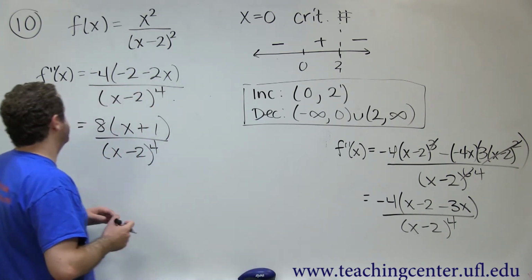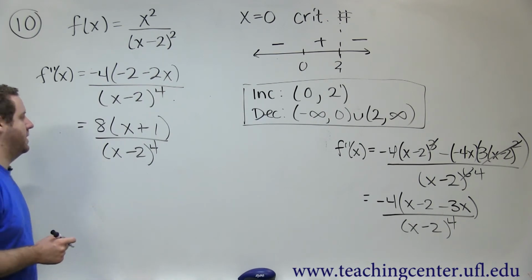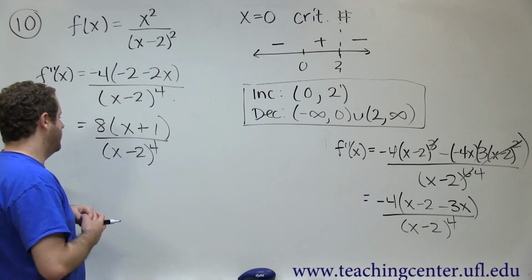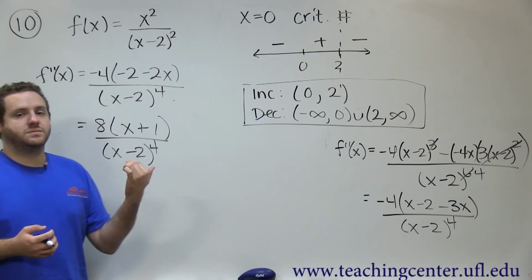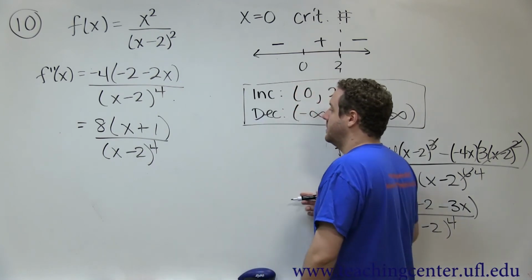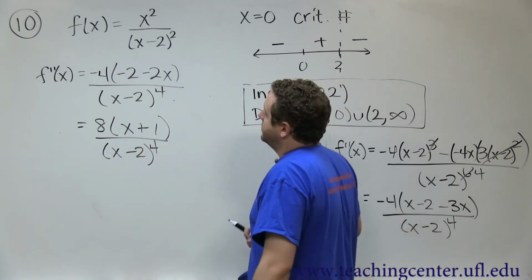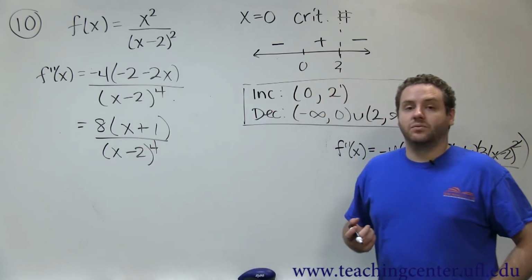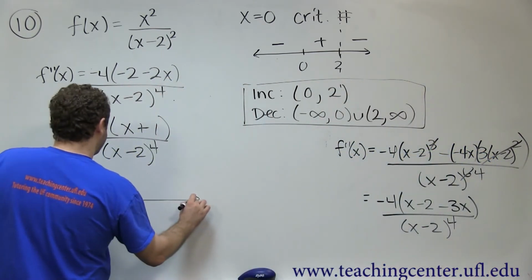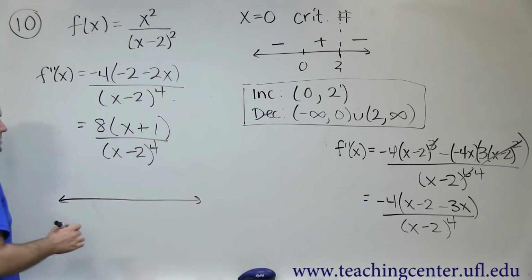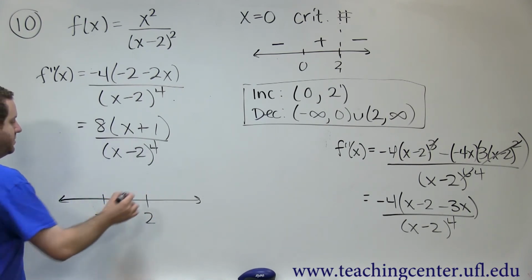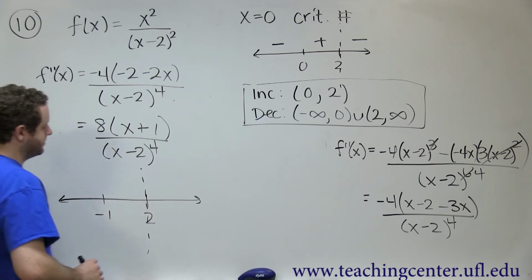Okay, so this is our second derivative as simple as possible. Let's figure out how we can assess concavity. Obviously, 2 is a vertical asymptote. That's not a critical number, but it still has to go on our number line. Our numerator could be 0 if x is equal to -1. So when we draw our number line for our second derivative, we again just have 2 things to put on there, this time -1 and still 2, which is a vertical asymptote.